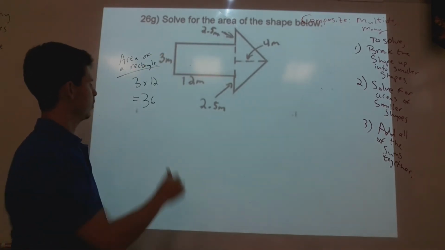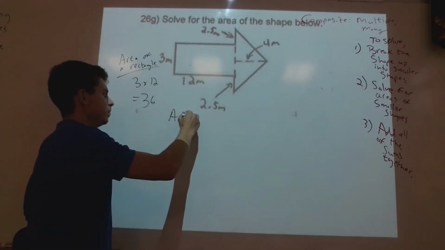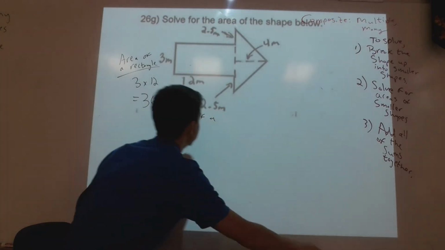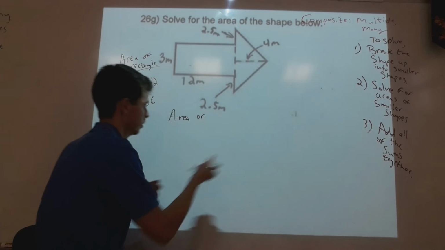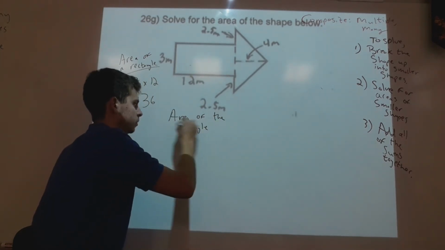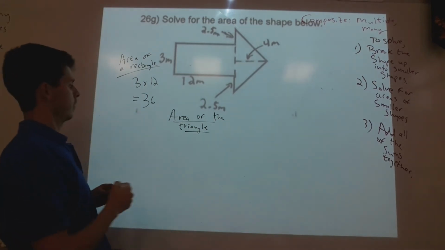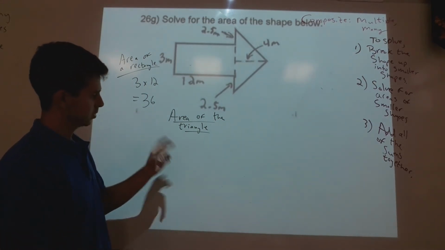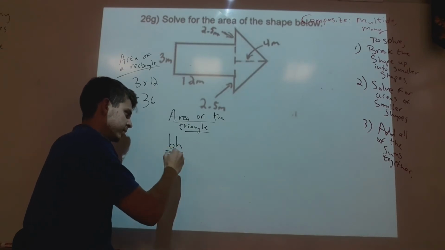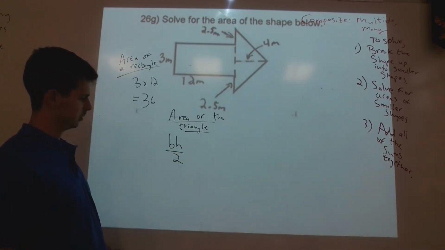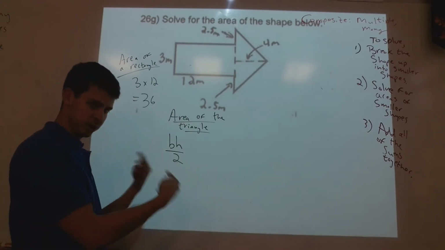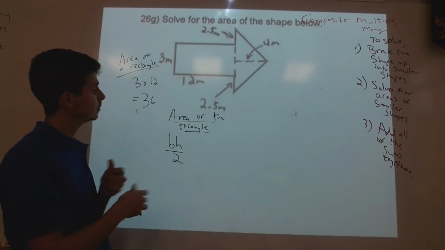Okay, now we can do area of the triangle. Okay, so we use this formula, base times height divided by 2. You could use the 1/2 base times height as well. It's the same thing. I think this just makes a little bit more sense in my head.